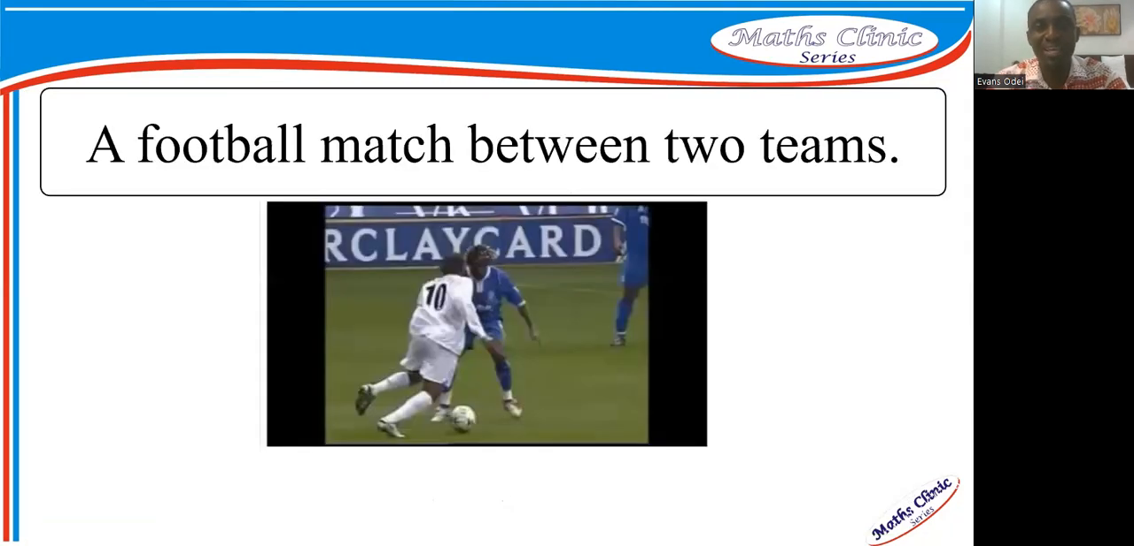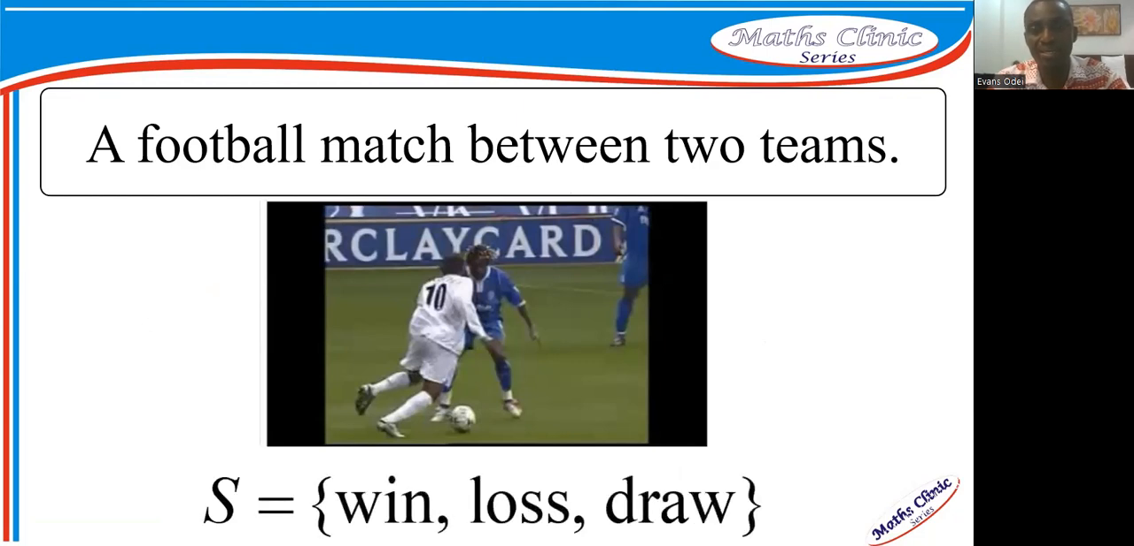For example, if I say a football match between two teams, what is the possible sample space that should come out? If we have a football match right now, the possible outcomes we know can be either win, loss, or draw, unless the match is a final match where one just wants to get a winner. But if it's a normal one, we have three possible outcomes. And these possible outcomes make up what we call the sample space, the set of sample space.